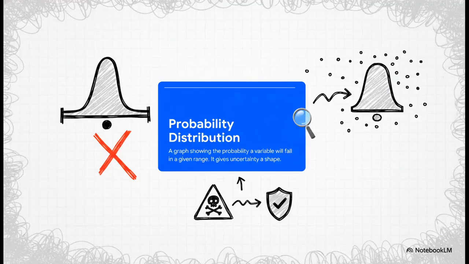We do that using something called a probability distribution. Now, it sounds a little technical, but the idea is super simple. Instead of saying the cost is going to be exactly 10 million, a distribution shows you the probability of every single possible cost. It turns that single misleading dot on a chart into a rich picture of all the possibilities. It's a shape, not a point. And analysts have a whole toolkit of these shapes to choose from.